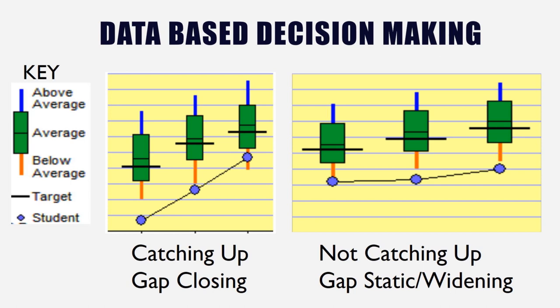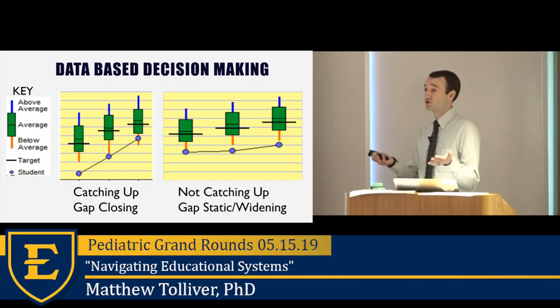So on the left you can see this would be a profile of a kid who's closing the gap, right? Each probe, he's getting a little bit closer to that average range. You can see by the slope of the line, where the kid on the right is not. He's not really ever getting any closer to catching up to grade level. So these are the kind of things that the school would look at, and the kind of graph that parents may bring to you to interpret.